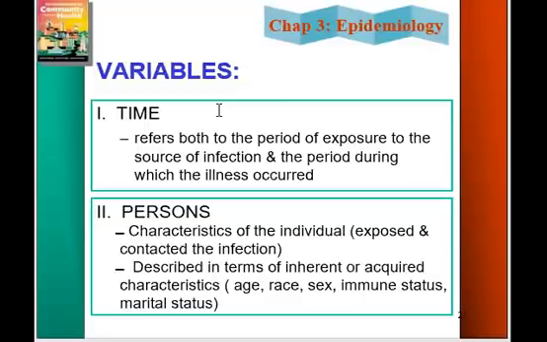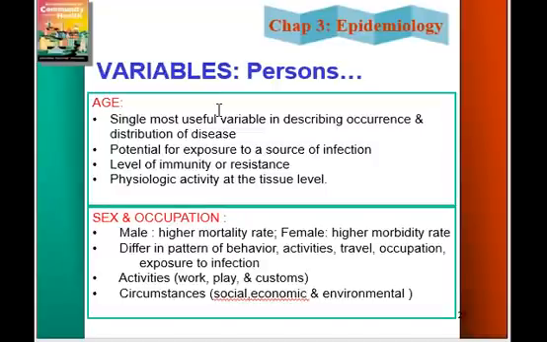Pwede na po by utilizing the variable person. So meaning, i-organize mo po yung epidemiological data mo through the characteristics of a person. Like for example, i-organize mo siya through age, or by race, or by sex, by immune status, or by marital status. Okay? So, usually po, kapag nag-uusapan natin persons, usually po yung characteristic na very common na ginagamit to organize the epidemiological data is age, sex, and occupation.